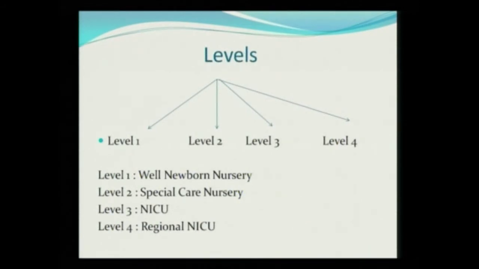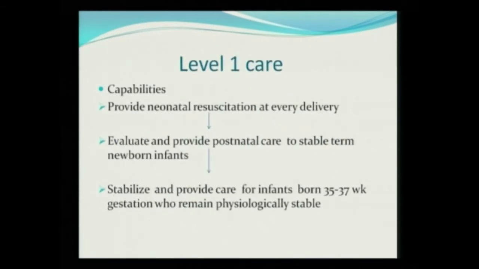So level 1 is called well newborn. Level 2 is special care nursery. Level 3 is NICU, and level 4 is regional NICU. So the regional NICU will cater to all the complex surgeries, including the ECMO, that is extracorporeal membrane oxygenation. So level 1, what do we want from level 1 care nurseries? What should be the capability of these?